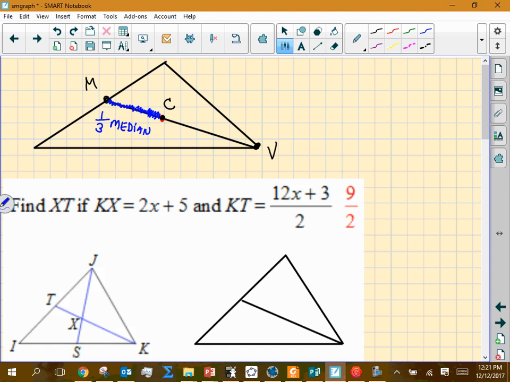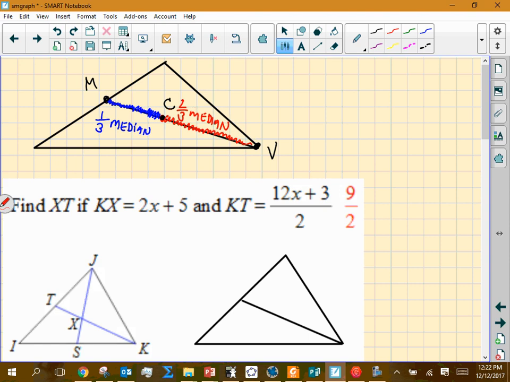And when I say it that way, 1/3 of the median, Algebra 1 said "of" refers to what operation? Multiplication. When you see the word "of," it means multiply. So 1/3 of the median. The red segment here, that is always 2/3 of the median. Is that doable?